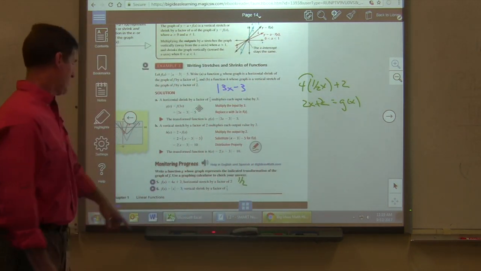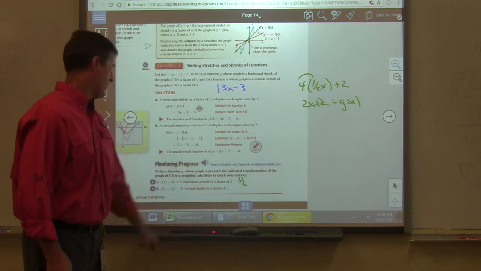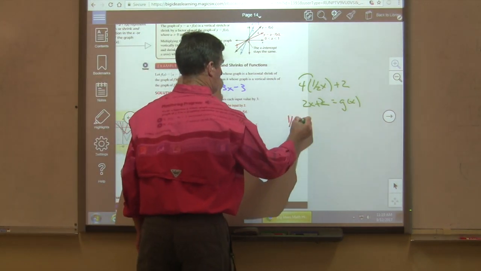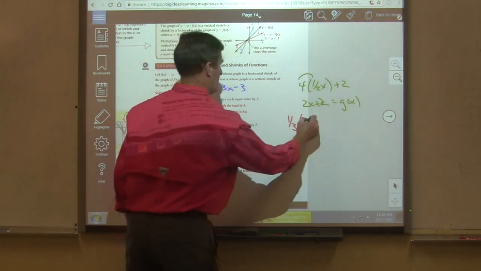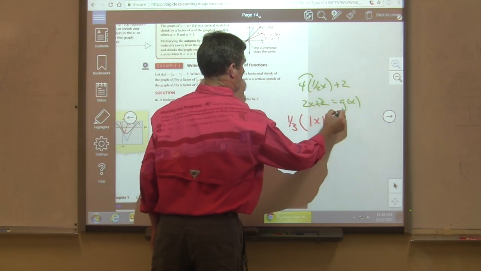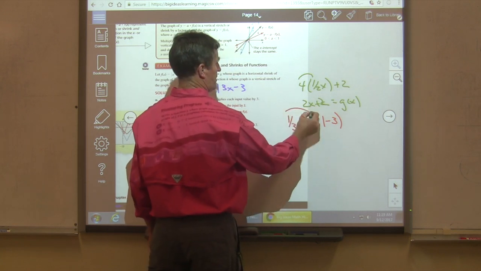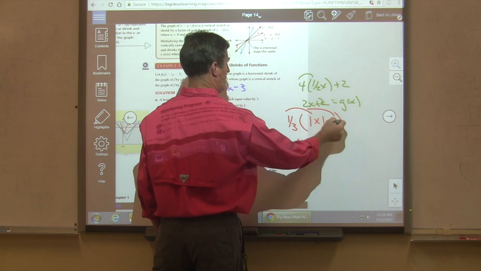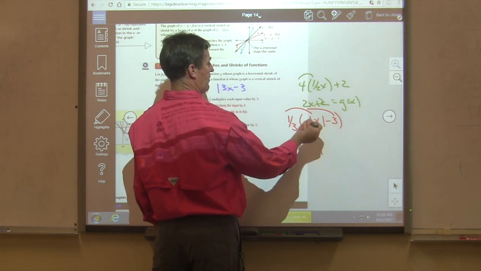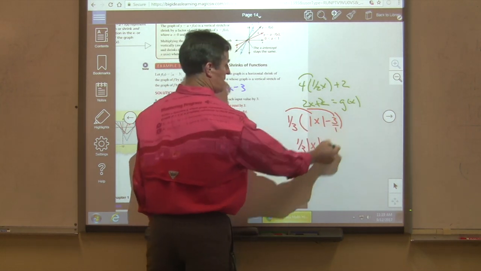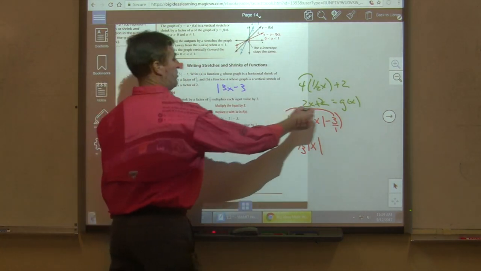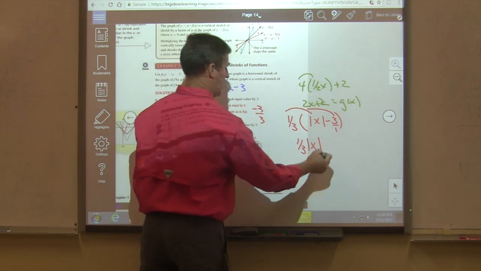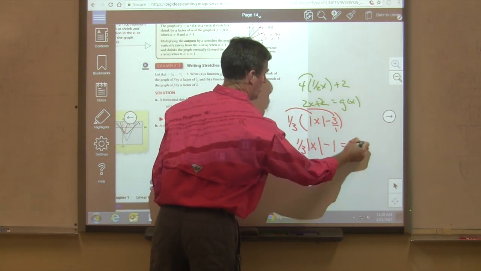And then the next one, we were supposed to do a vertical shrink by a factor of 1/3. So remember, vertical affects the whole thing. So we just go 1/3 parentheses and put the whole function in. Absolute value of x minus 3. Distribute that. So we get 1/3 the absolute value of x. And 1/3 times -3 would be, again, when you multiply fractions, right? You multiply the numerators together and the denominators, so that becomes -3/3 or -1. That would be our g of x.